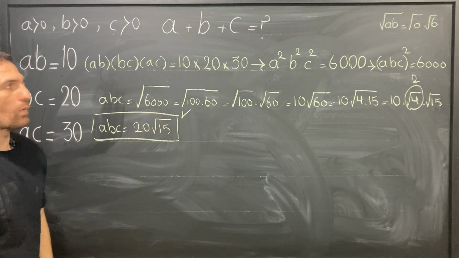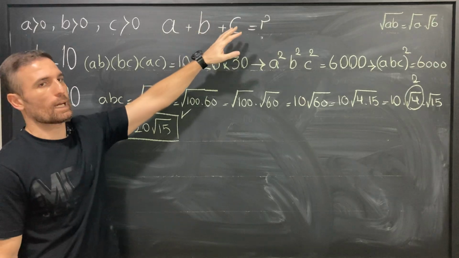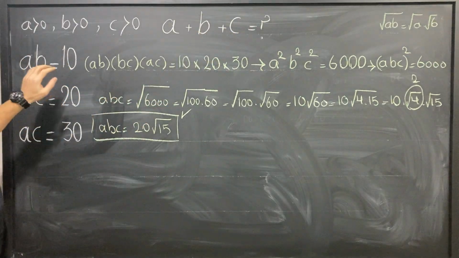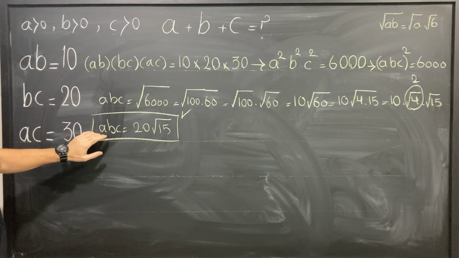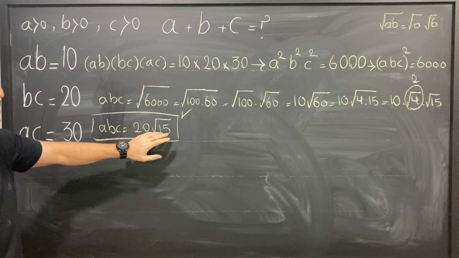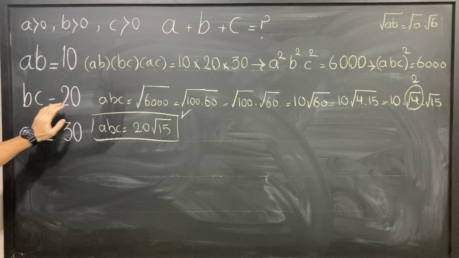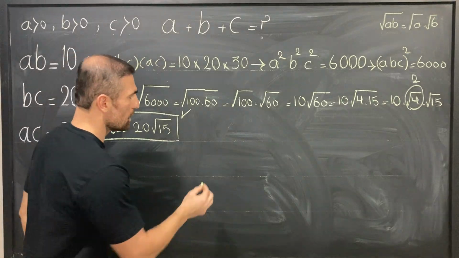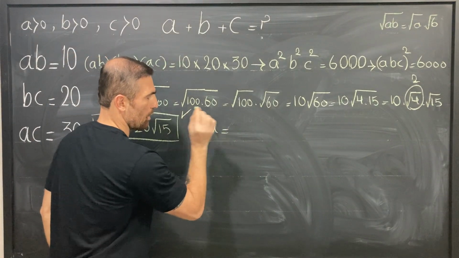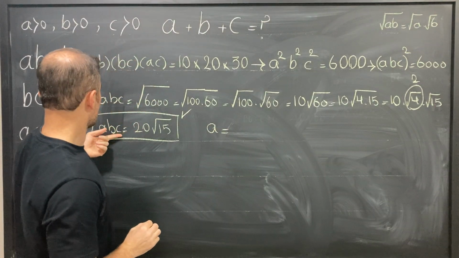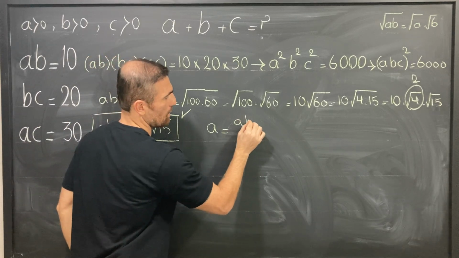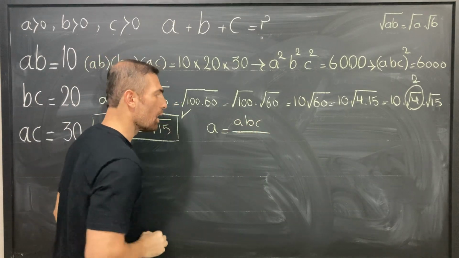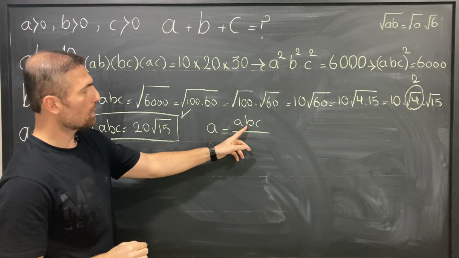But we are going to find the value of a, b, and c. To do this, we have ab equals 10, abc equals 20 square root of 15. So bc is 20 and ac is 30. To find the value of a, I'm going to divide abc by which number? bc.